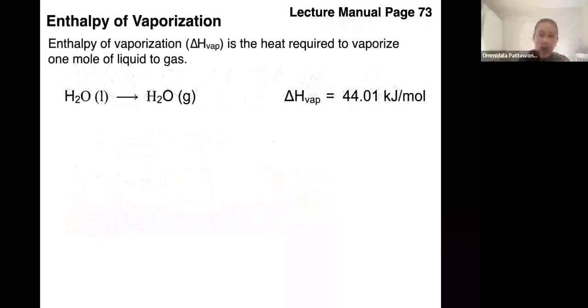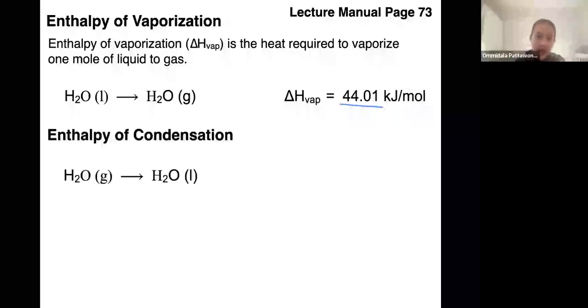All right, now we are going to take a look at the heat involved with vaporization. The heat involved in changing the state of 1 mole of a substance from liquid to gas, we refer to as the enthalpy change of vaporization. For water, it's 44 kilojoules per mole.